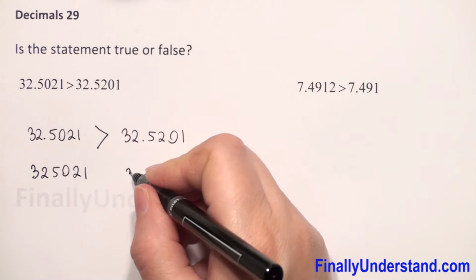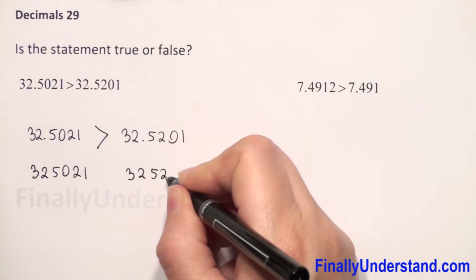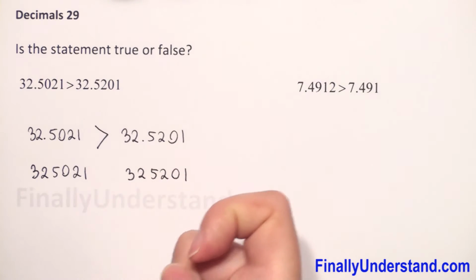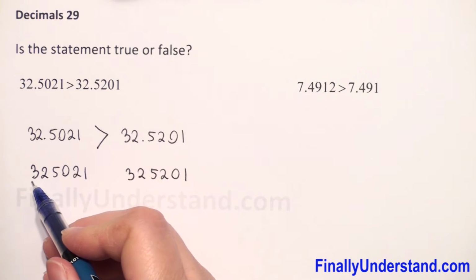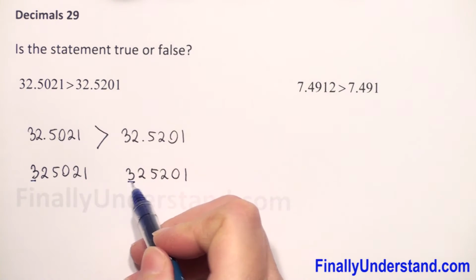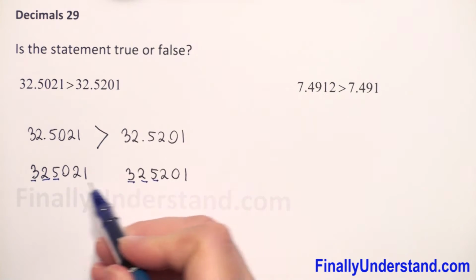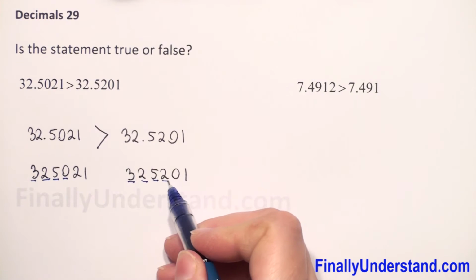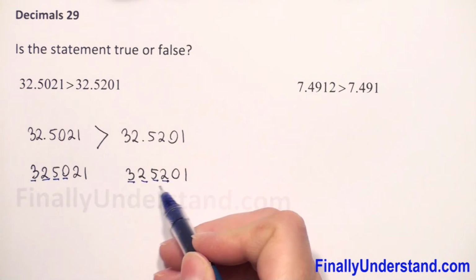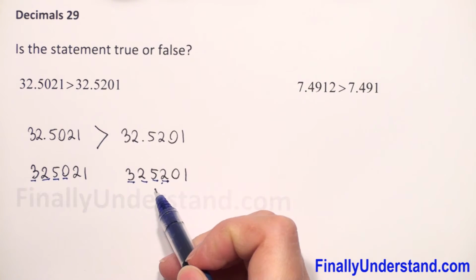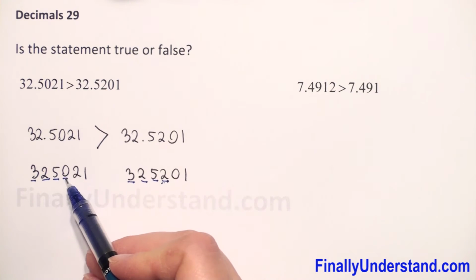And on the right side we have 3, 2, 5, 2, 0, 1. And now we just compare the digits. We start from the left side. We have 3 and 3, the same. 2 and 2. 5 and 5. 0 and 2. What does it mean? 0 is less than 2. So 2 is greater than 0.